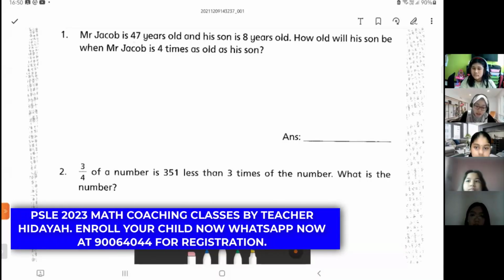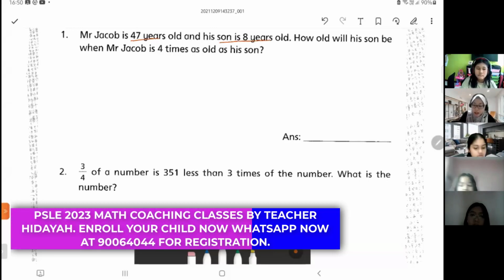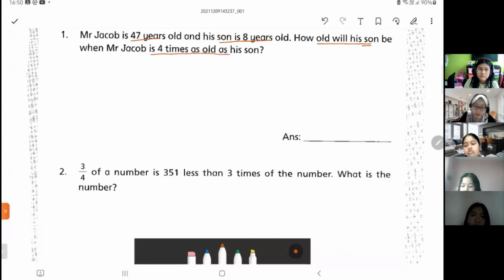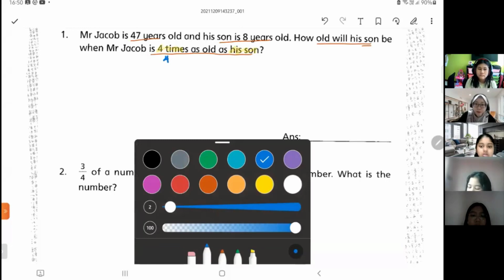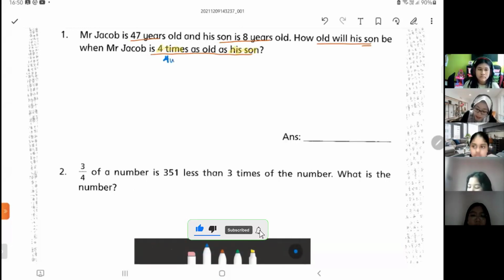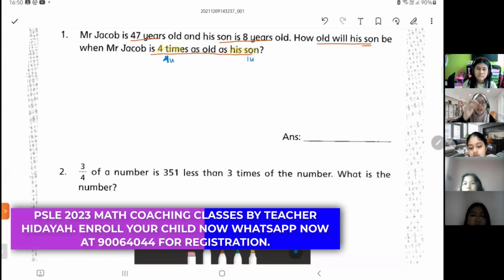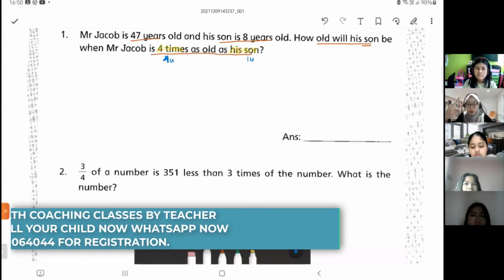Mr. Jacob is 47 years old and his son is 8 years old. How old will his son be when Mr. Jacob is 4 times as old as his son? We have this information, which we can use the model method to represent. When I say Mr. Jacob is 4 times, it means it's 4 units, as old as the son who is 1 unit. Whatever you're comparing to, 4 times as old as, the next item is always 1 unit.